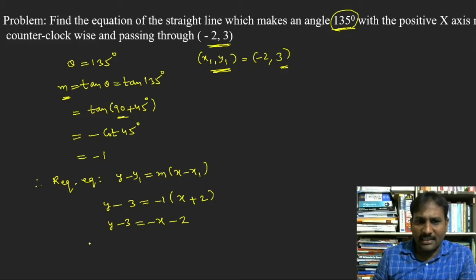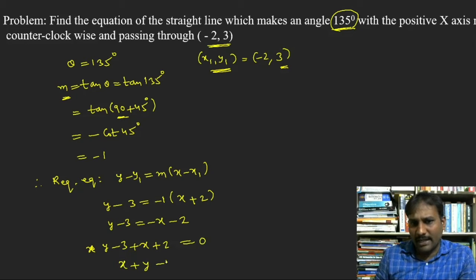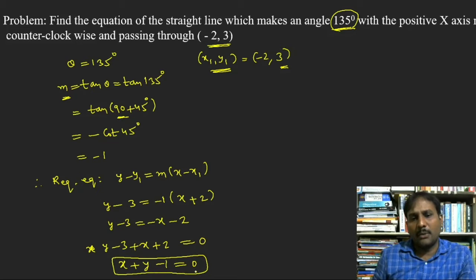So let us write it in the standard form. Bring all the terms to the left side. It will become y minus 3 plus x plus 2 equal to 0. So that is x plus y minus 3 plus 2, which is minus 1, equal to 0, is the required equation.